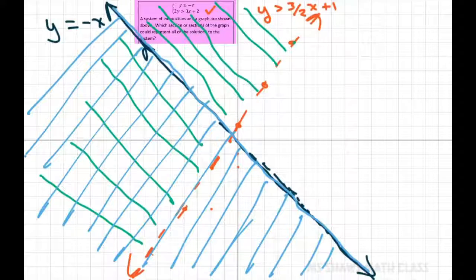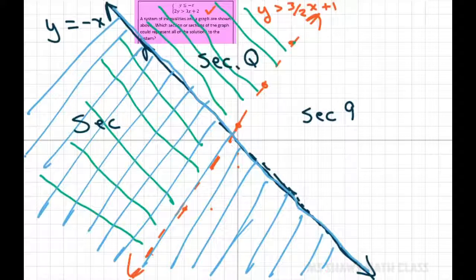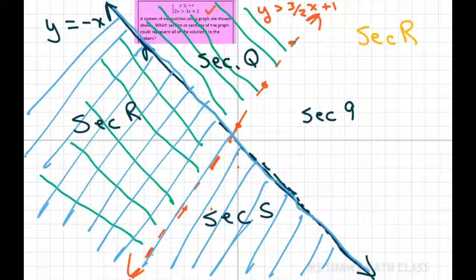All right, now we're going to do our sections as they did. This is section P. This is section Q. This section is R. And this is section S. It says which section or sections of the graph could represent all the solutions. Well, the only place that represents all the solutions is section R, because that's where you get the cross hatching going. So it's all of this in here. Okay, and then that's it.